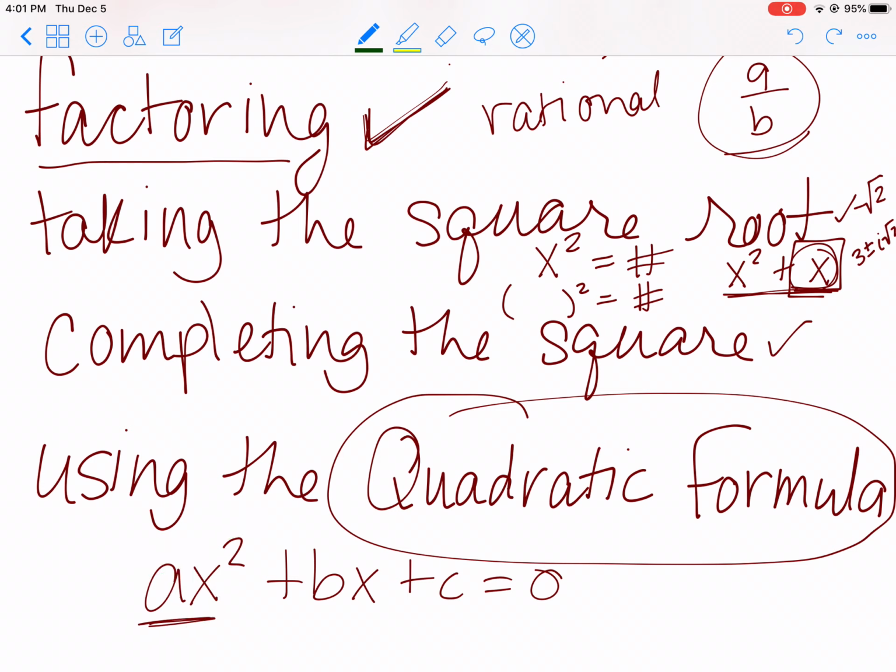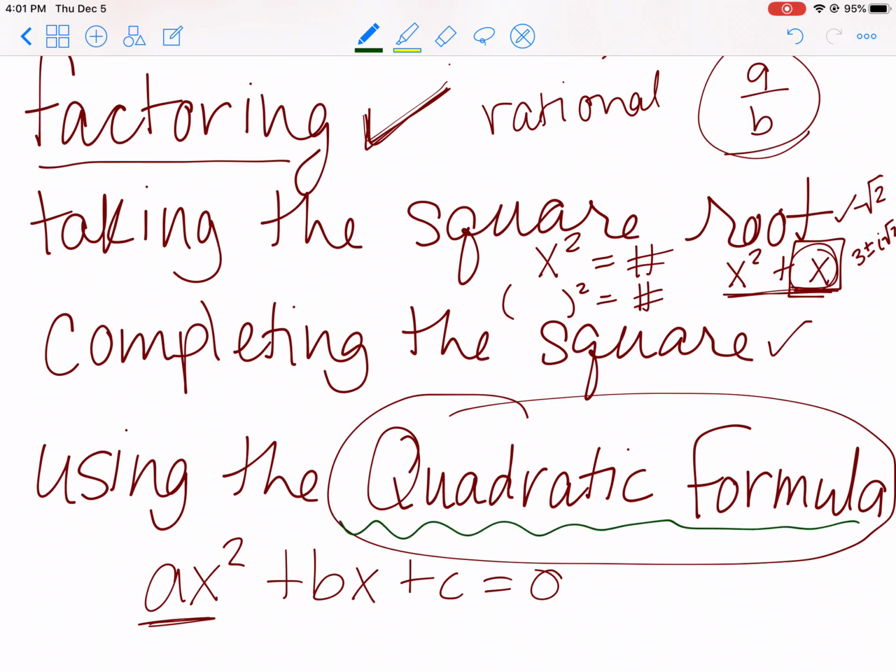Okay, so that's the introduction. You may be thinking to yourself, well, if the quadratic formula takes care of all of them, why did we bother learning the other 3 methods, and why are they important? And in my opinion, the quadratic formula is the option of last resort.